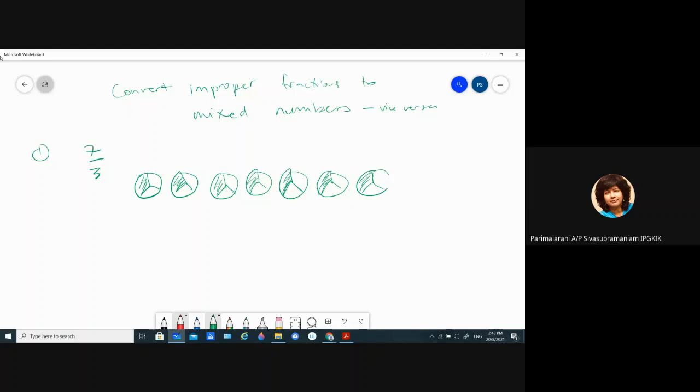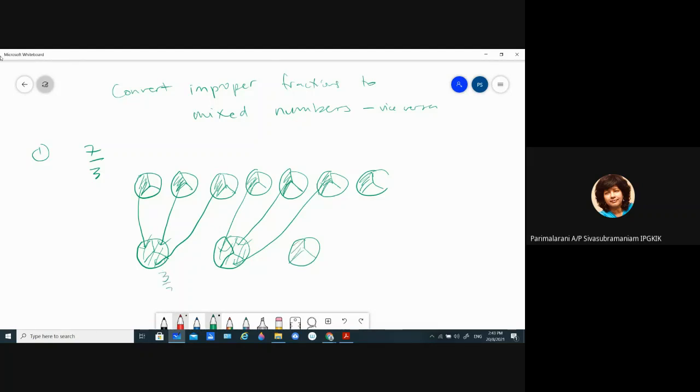Now we want to change this to mixed numbers, which means we take 1 here, okay? Take this one, put it here. Take this one, put it here. And this one, put it here. So we have one whole already. So we have another one here. Take this, put it here. Take this, put it here. Take this and put it here. We have another whole. Finally, the last one, we cannot fit into any whole, so it's left behind.